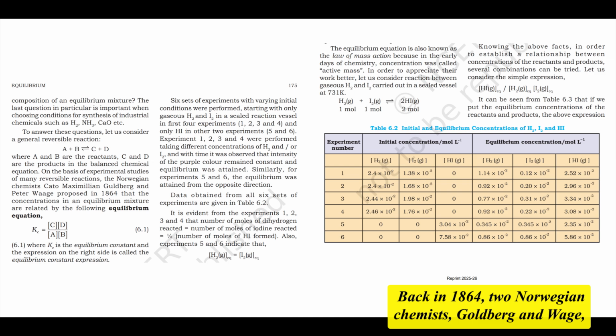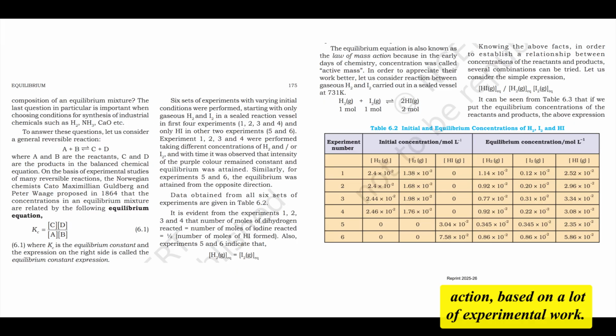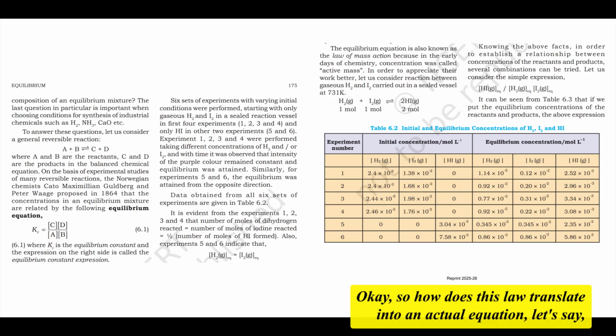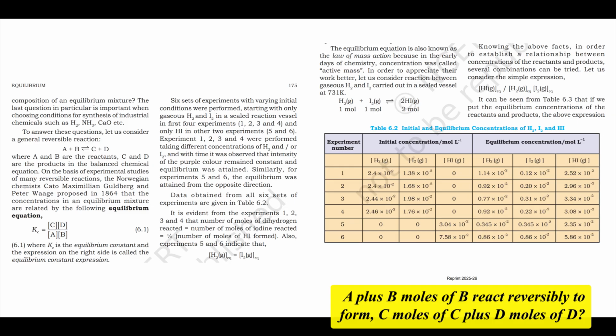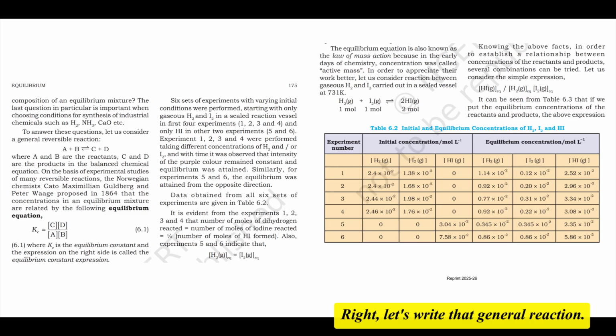Back in 1864, two Norwegian chemists, Guldberg and Waage, formulated what we now call the law of mass action, based on a lot of experimental work. The term mass action might sound a bit old-fashioned now. It basically referred to the active mass, or, as we'd say today, the concentration of a substance. Okay, so how does this law translate into an actual equation, let's say, for a general reaction, like a moles of reactant A plus b moles of B react reversibly to form c moles of C plus d moles of D?